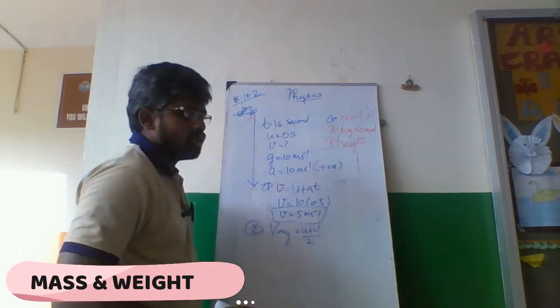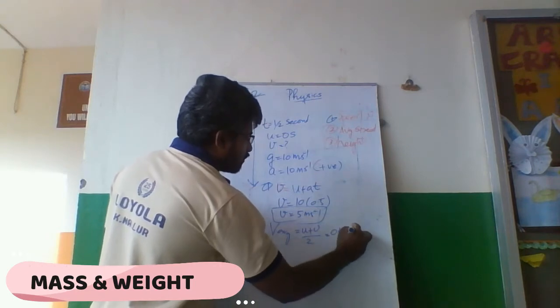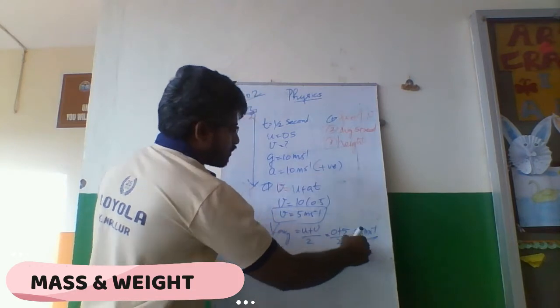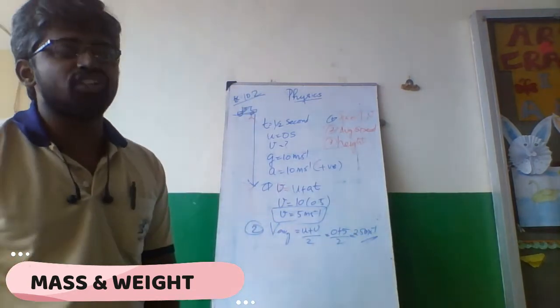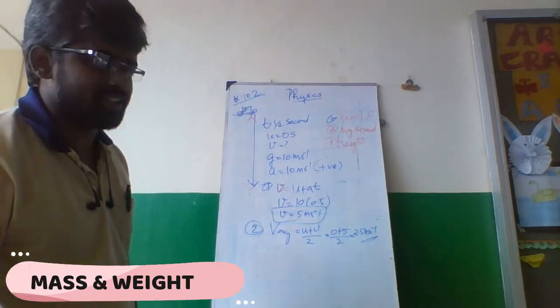That is called average. What is the initial velocity? 0. What is final velocity? 5. 5 divided by 2 is equal to 2.5 meter per second. That's all. That is the average speed of the car when it is falling down at 0.5 seconds.